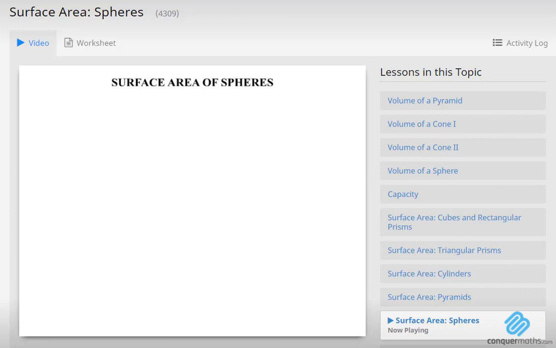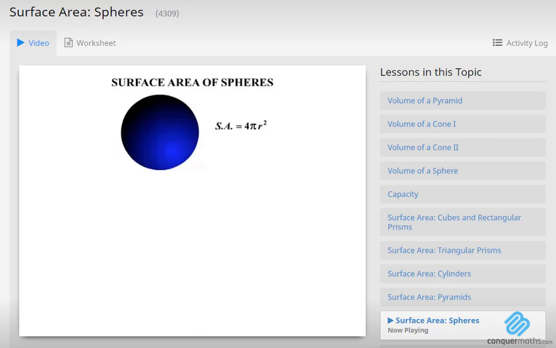In this lesson now we do some work on the surface area of spheres. Now let's consider our ball there, a sphere. The surface area equals 4 pi r squared, where r is the radius. So there's the formula there, SA equals 4 pi r squared. So let's look at some examples now.